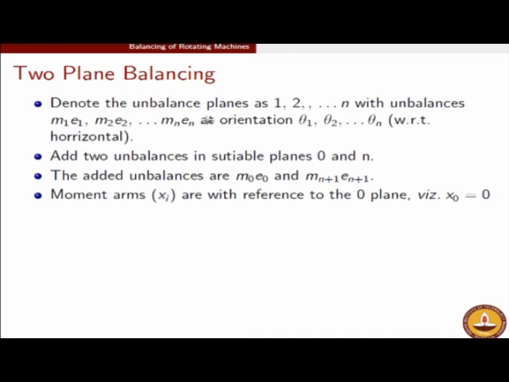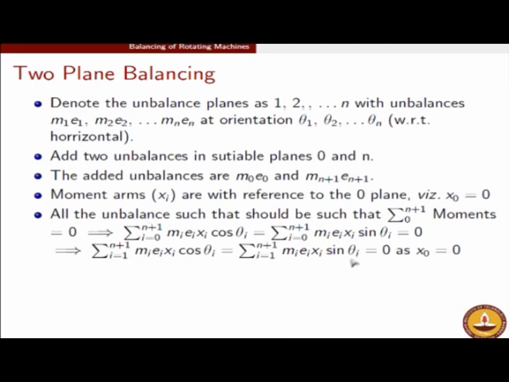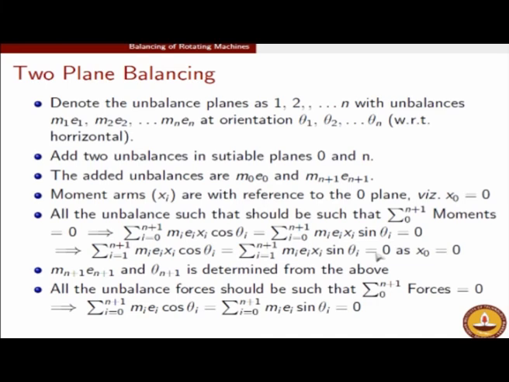So what remains is that we will now put two unbalances in planes 0 and n. Suppose we have the actual unbalance in the machine in planes 1, 2 and n. Each of them by magnitude is given by this, and by orientation is given by this. So the problem of two plane balancing is as follows. We have to put two unbalances m0 e0 and mn plus 1 en plus 1 such that the summation of all forces and the summation of all moments after this addition satisfies both force and moment equilibrium conditions. This is what we will do tomorrow.